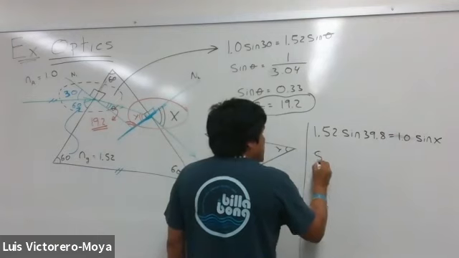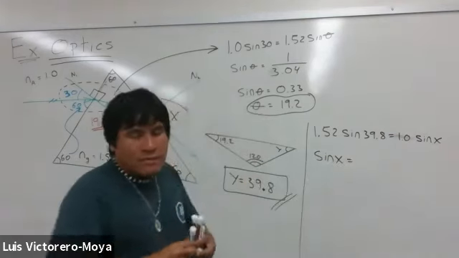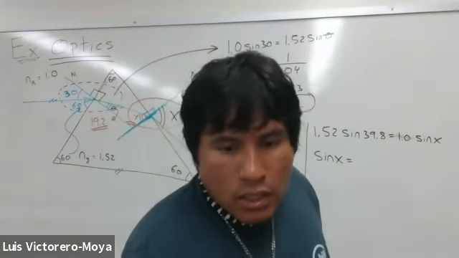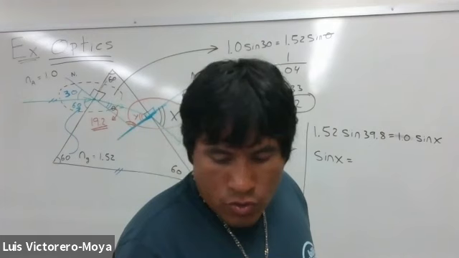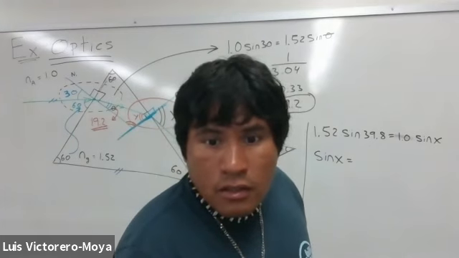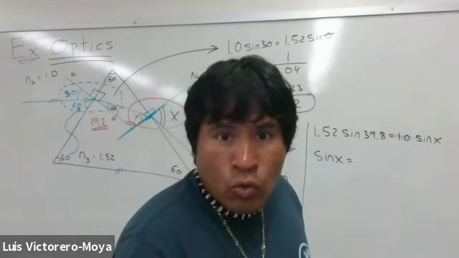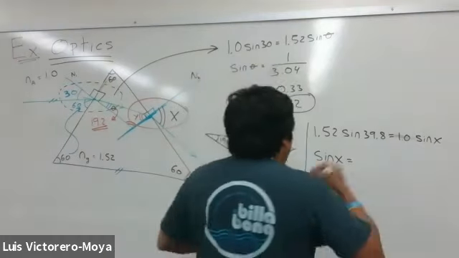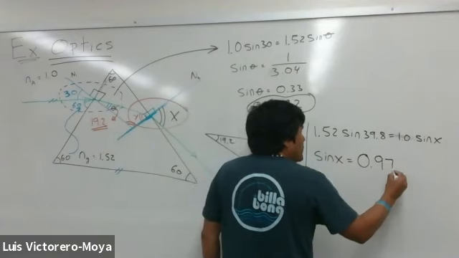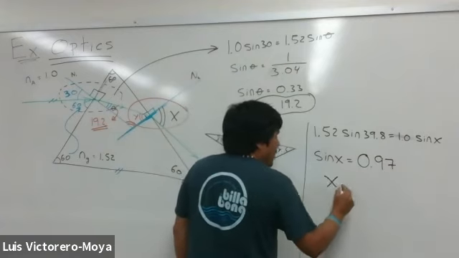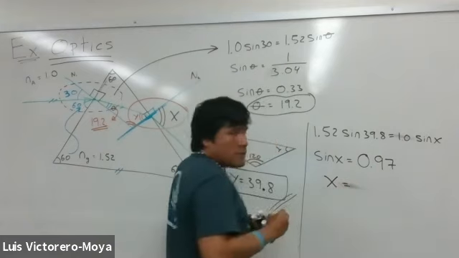Therefore, sine of X is equal to 1.52 times sine of 39.8. And let's see what we get there. So 39.8, sine of that times 1.52, 0.97. So very close to 1. 0.97. So the angle X should be around 88, 89 degrees. Let's see.